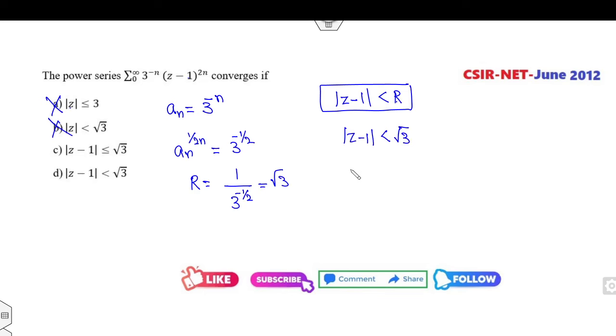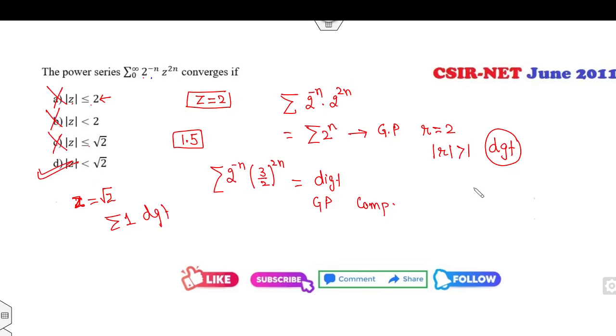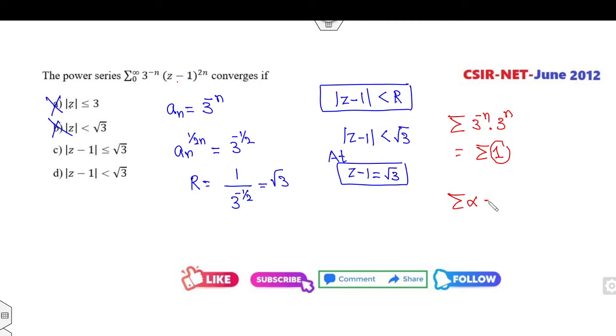Fine. Now we will check about the equality. At the point z minus 1 equal to root 3, I can substitute this expression: 3 raised to power minus n, times root 3 raised to power 2n, so 3 raised to power n. Again, you can see it's 1. Again, by using the same shortcut trick which I told you, if it is a constant, this is divergent if alpha is non-zero. So again, this is divergent. So that means equality does not hold. Only D is the correct answer.